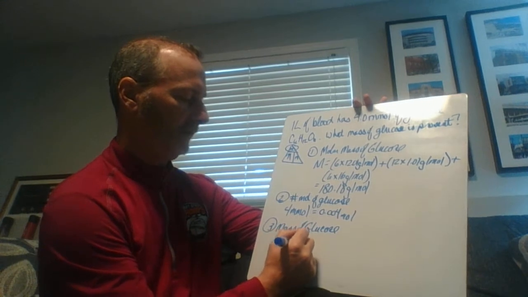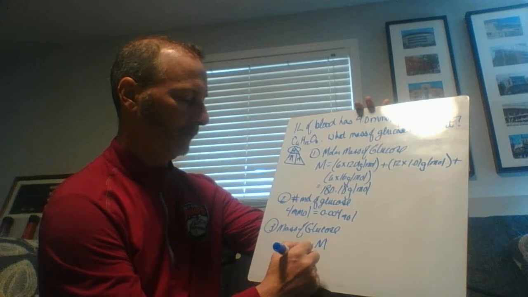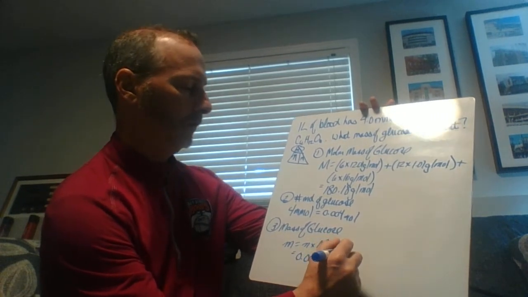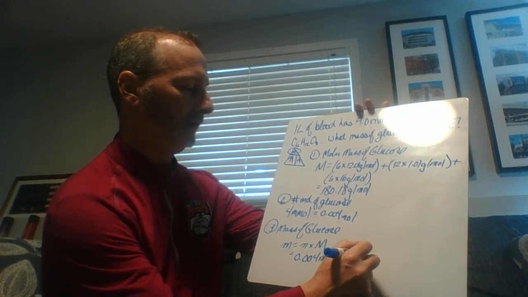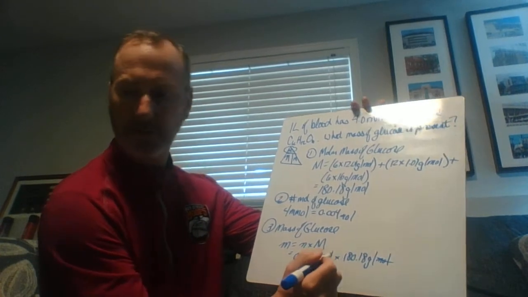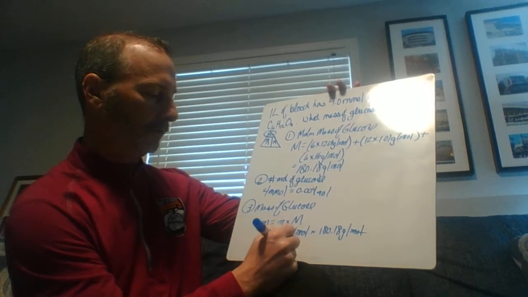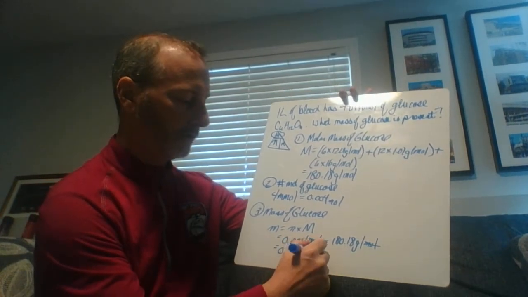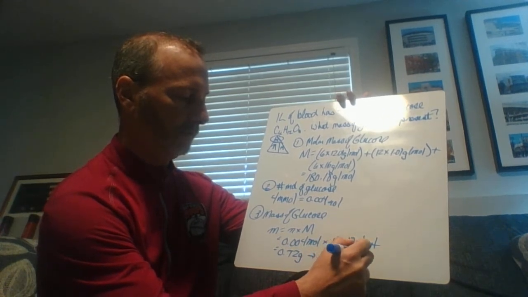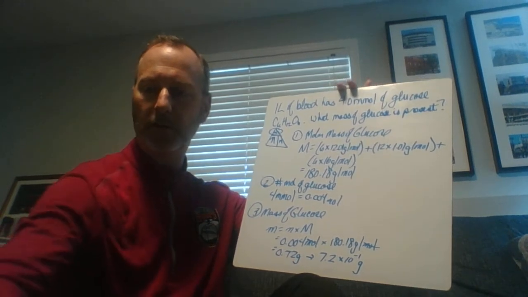So mass equals number of moles times molar mass, or 0.004 moles times 180.18 grams per mole. Our mole units are going to cancel, and our answer is 0.72 grams, or, as we should probably write it, 7.2 times 10 to the negative 1 grams. Okay, so that's using the formula in a couple different ways.